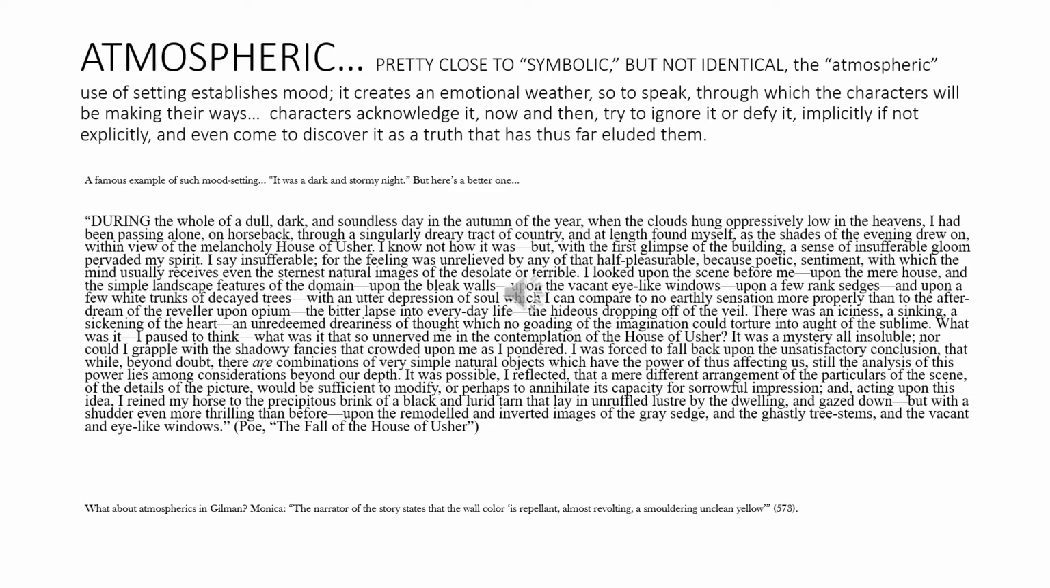And he gazes down and looks in the tarn. "But with a shudder even more thrilling than before," what does he see? He says he looks upon "the remodeled," which I think means mirrored, "the remodeled and inverted images of the gray sedge and the ghastly tree stems and the vacant and eye-like windows." So a lot of attention here at the end of the paragraph is called, I think, to those windows by the choice of the image of the vacant and eye-like windows as the terminal image of this paragraph that's just so full of images, right?